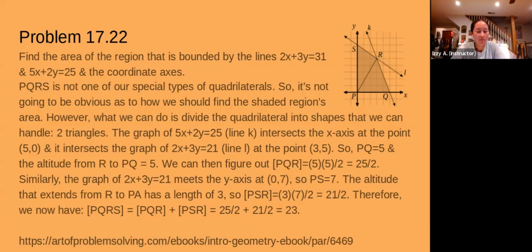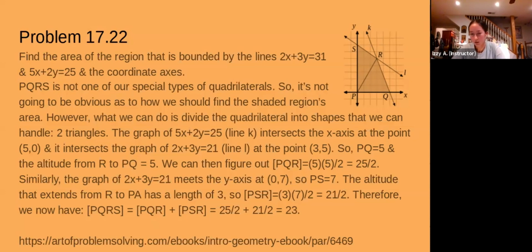The graph of 5x plus 2y equals 25, or line K, intersects the x-axis at the point (5, 0), and it intersects the graph of 2x plus 3y equals 21, or line L, at the point (3, 5). So PQ is equal to 5, and the altitude from R to PQ is equal to 5. We can then figure out that the area of triangle PQR is equal to 5 times 5 over 2, or 25 over 2.